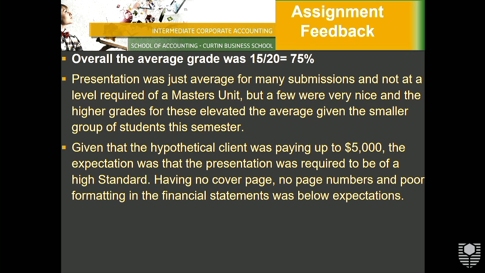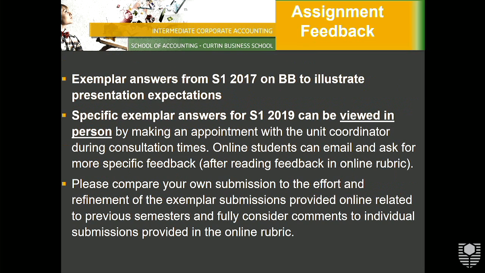Okay. Some people maybe didn't have a cover page, page numbers, formatting and things like that. So I will show you an exemplar answer here in the class. If you want to see it in person, I'll print it out, but you have to come to my office.